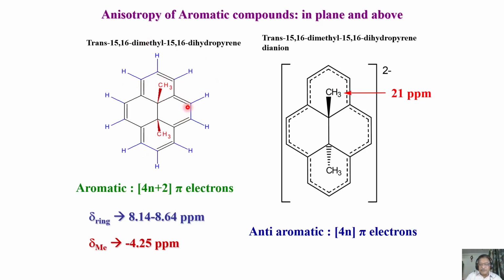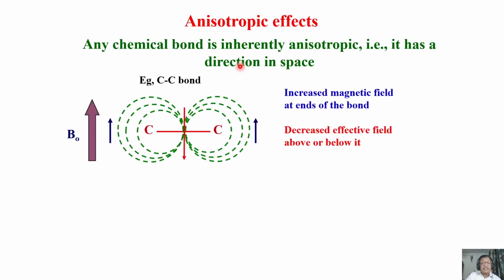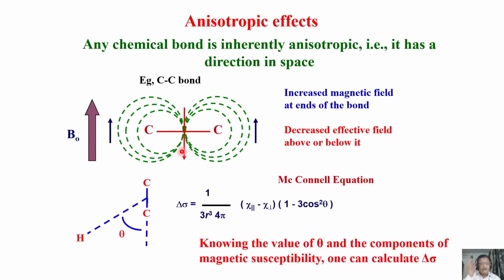These are all simple concepts. Okay, so in the anisotropic effect, let us talk about what happens to the anisotropic effect of a chemical bond. Remember, any chemical bond is inherently anisotropic. It has a direction in space. Look at the chemical bond here. There is an increase in magnetic field at the ends of the bond compared to the center, above and below this bond. This is a well-known concept of anisotropy of a chemical bond.